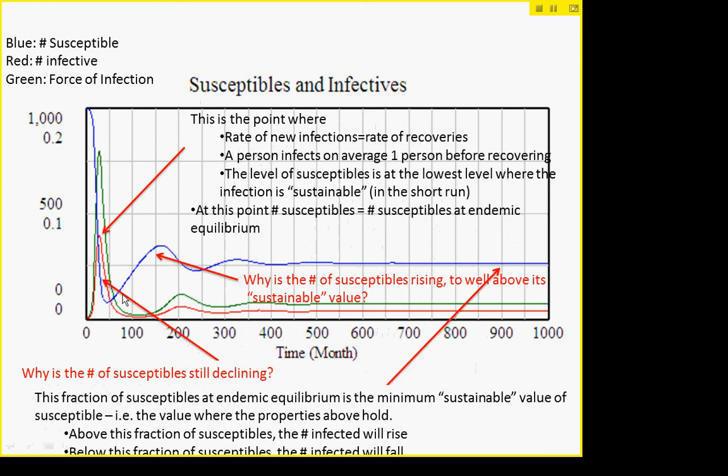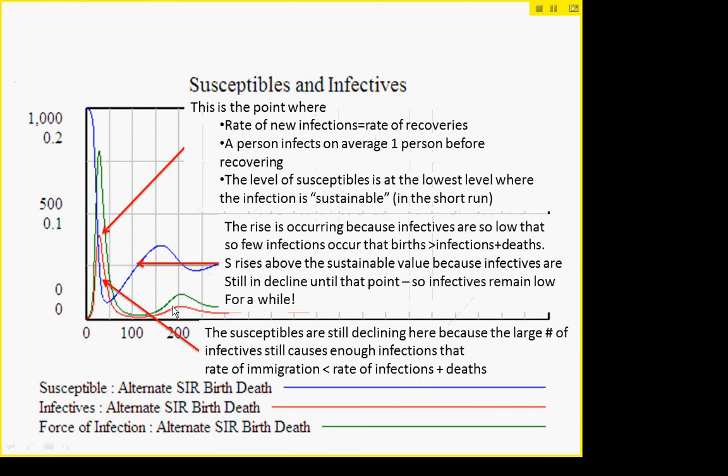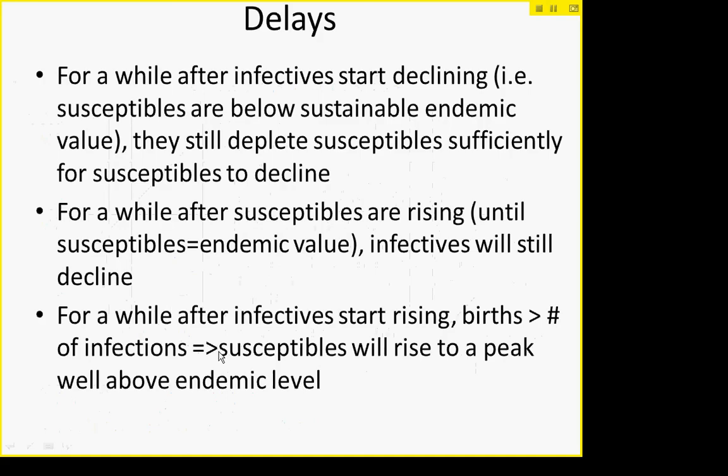So this thing is going to be replenishing itself for a while until it reaches that key point. And after that, the number of infectives is going to start to rise. But it's going to be able to get all the way up to this point kind of for free while the number of infectives is still depleted. So these delays are absolutely key. And for a while after infectives start rising, the births are going to be greater than the number of infections, so susceptibles will still be rising. So we see these sorts of delays.